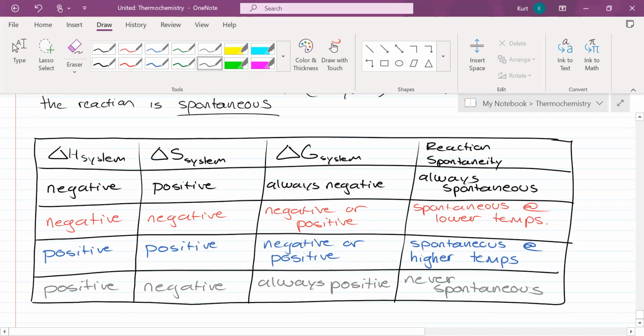So I'm going to give you guys a practice problem. You can refer to this data table and make your conclusion on whether the reaction is going to be spontaneous or not. And when we say it's not going to be spontaneous, you can just say non-spontaneous. So you may have one or two problems like this on your test.